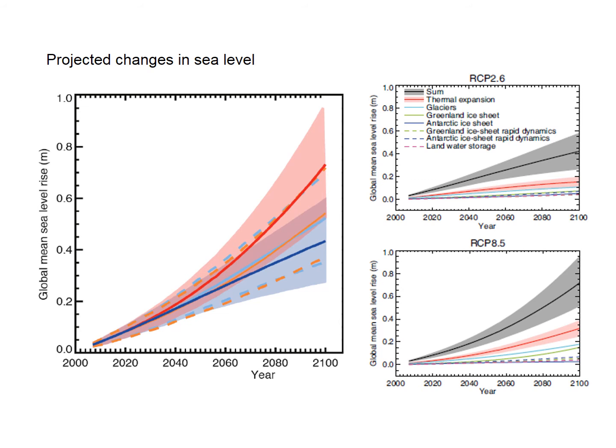You can see that this rise is made up of a bunch of components: thermal expansion, glacier melt, and so on. But you can see that thermal expansion, the red line, is by far the most important.